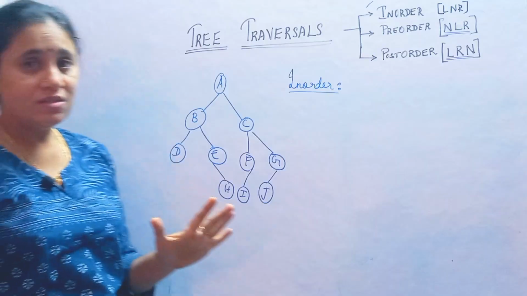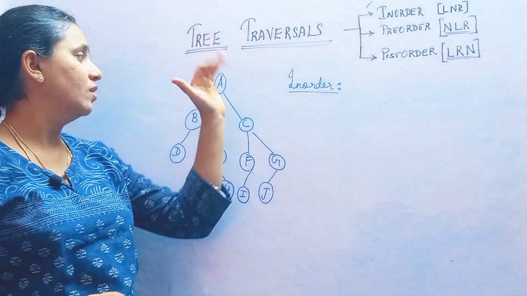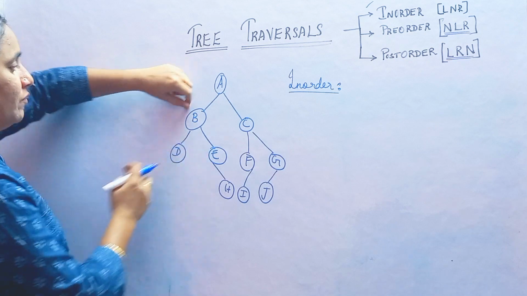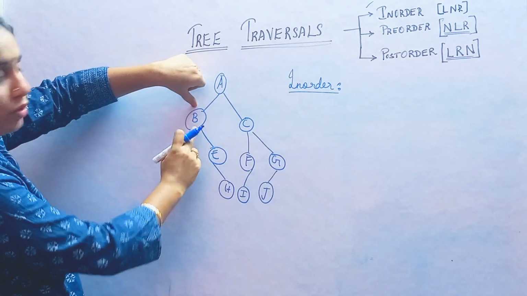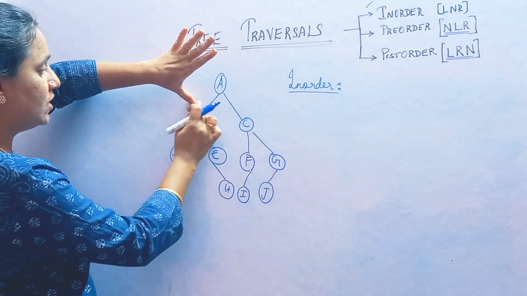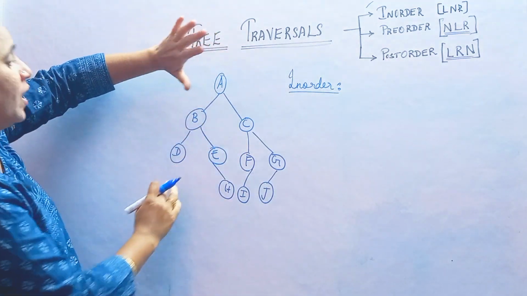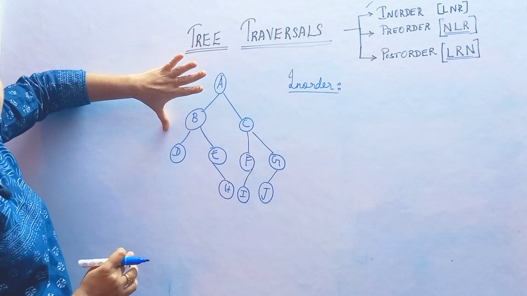Okay friends, let me start from this node. So traverse towards the left. You see B is my left node. This is not a child node. See here it is my subtree. So what should I do? I must move here.